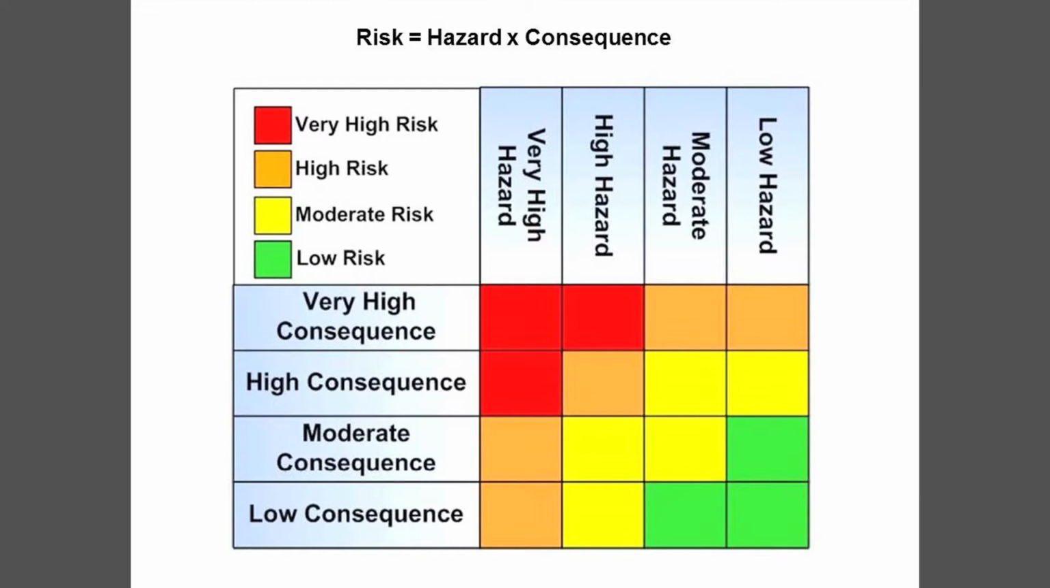Calculating the probability of failure itself is not adequate. And this matrix here defines the question of risk. Risk is the product of hazard, or the probability of failure, and consequence, the consequence of the failure.